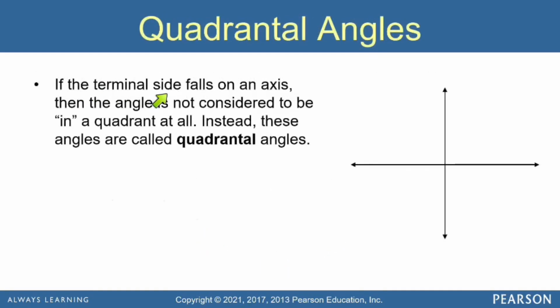Now, if the terminal side of an angle falls on the axis, then the angle is not considered to be in a quadrant at all. Instead, these angles are called quadrantal angles, and I've drawn one for you here.